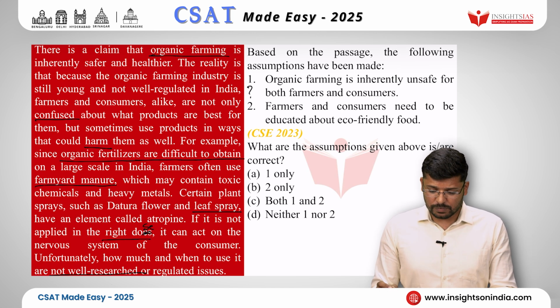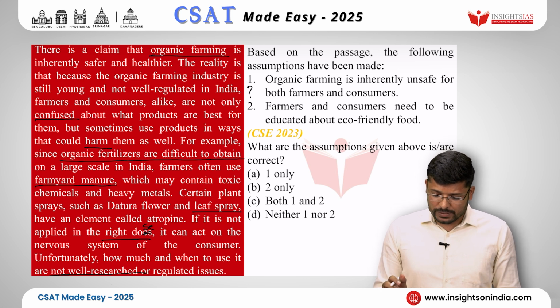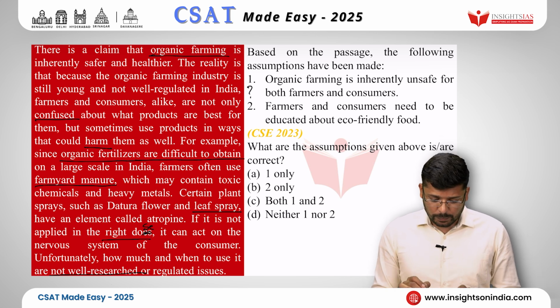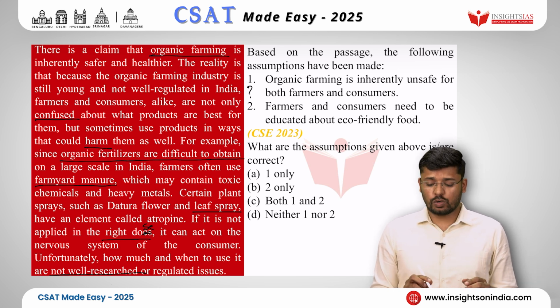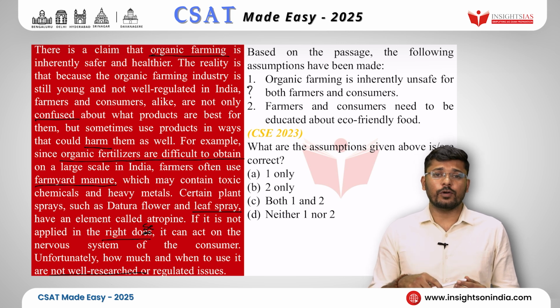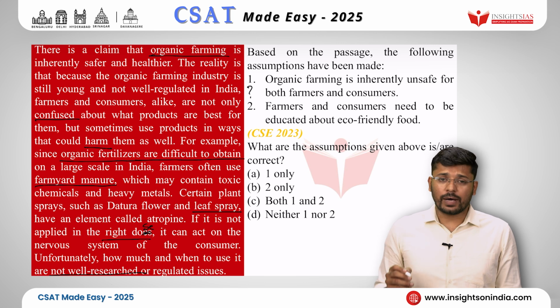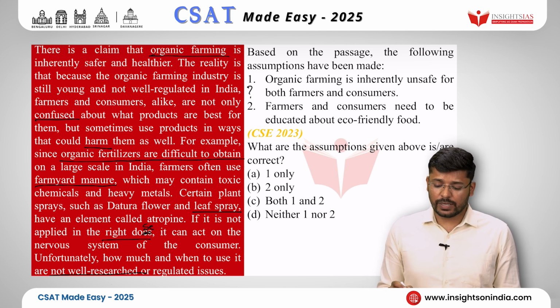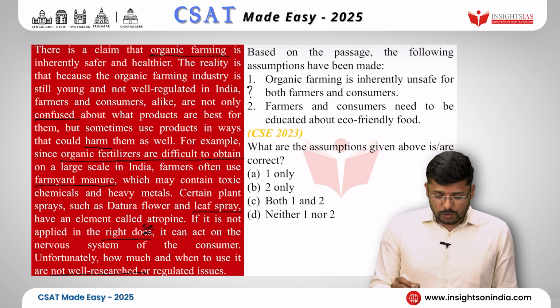We'll go to the next option. Farmers and consumers need to be educated about eco-friendly food. This seems to be right. Why? Because throughout the passage, the author has talked about the farmers and consumers not being knowledgeable about organic food. You might have another question: how do you make a connection between organic farming and eco-friendly food? Okay, that is also a valid question.